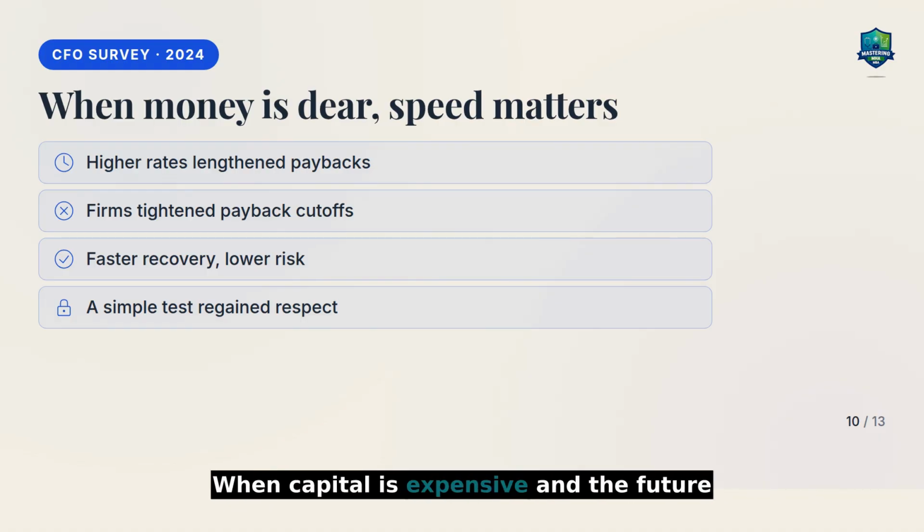When capital is expensive and the future is uncertain, getting your cash back sooner genuinely lowers risk. The lesson holds though. Payback should screen projects, not crown them. Use it alongside net present value, never instead of it.